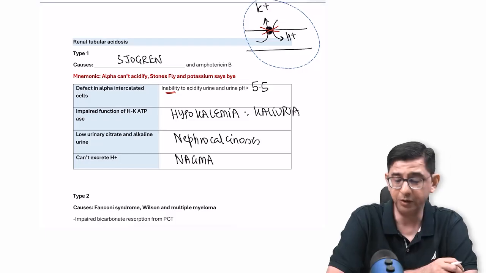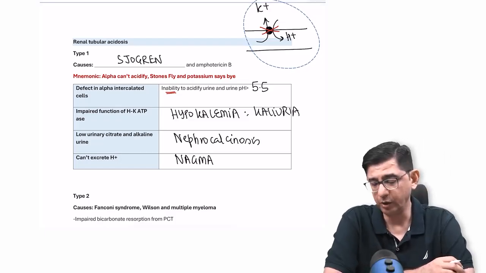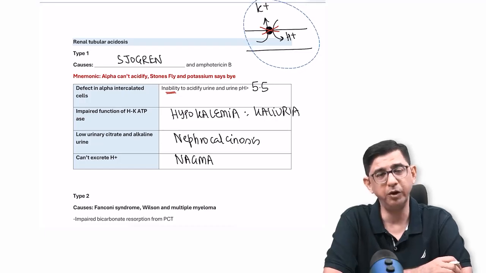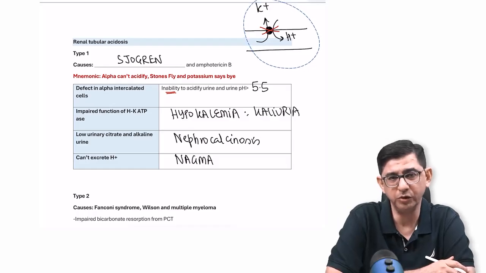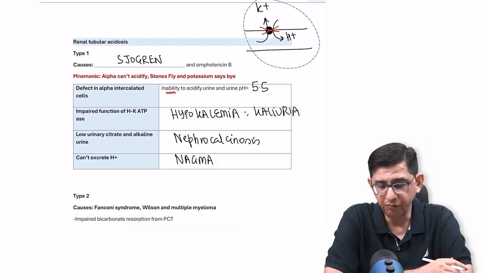This has been asked in NEET PG. He gave a scenario of a Sjogren patient and he said urinary pH is 9.4. So that would happen only with RTA 1, and there was a hypokalemia that was also described. So the mnemonic is alpha can't acidify.